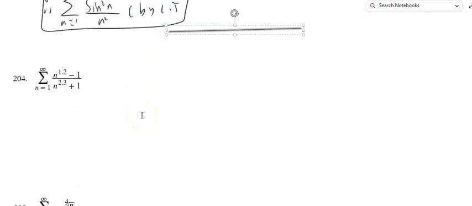We're looking at 204. Now this is how we start. We start first by talking about, look, we want n to the 2.3. Start with the denominator.